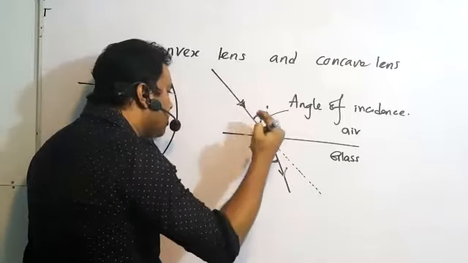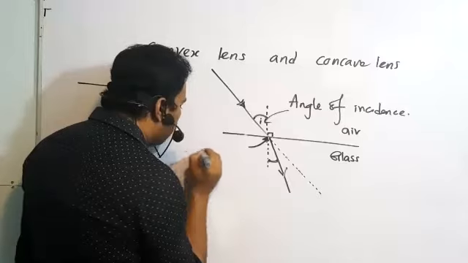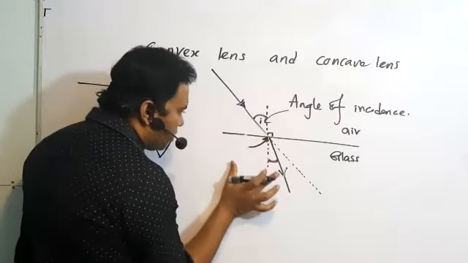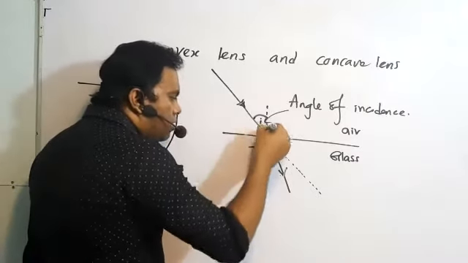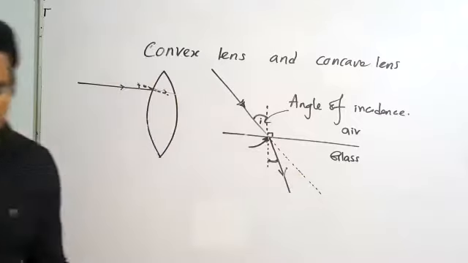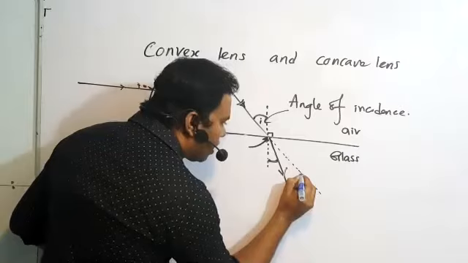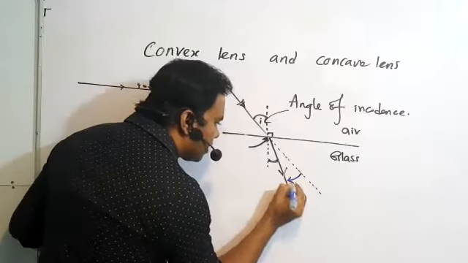Where the light ray strikes on the surface, that point is known as the point of incidence. So this is the point of incidence. And the light ray's initial direction is changing. So this is the initial direction, and the light ray changes its direction.